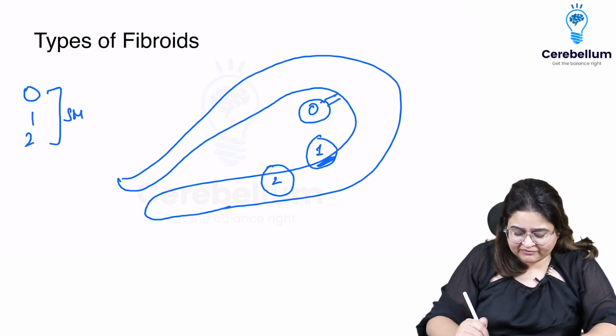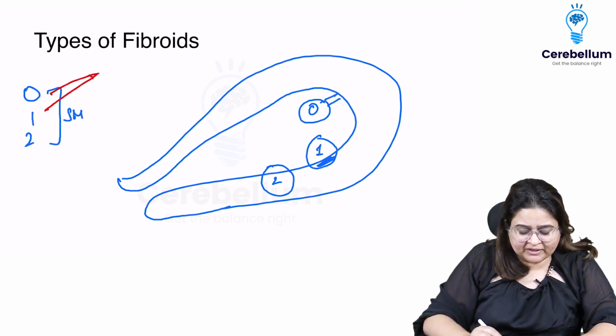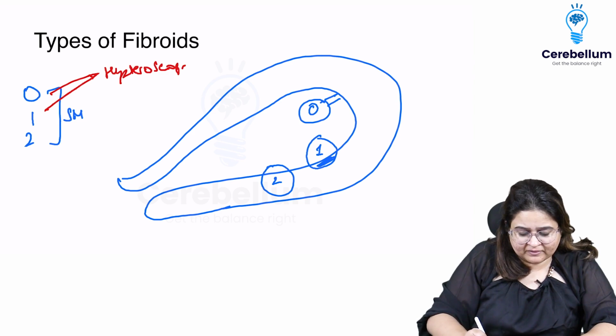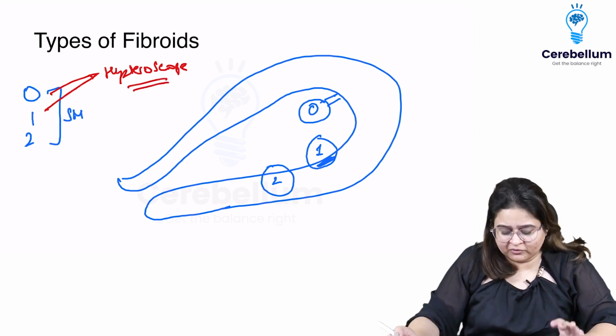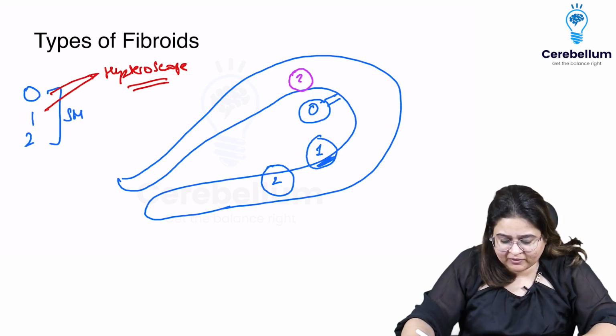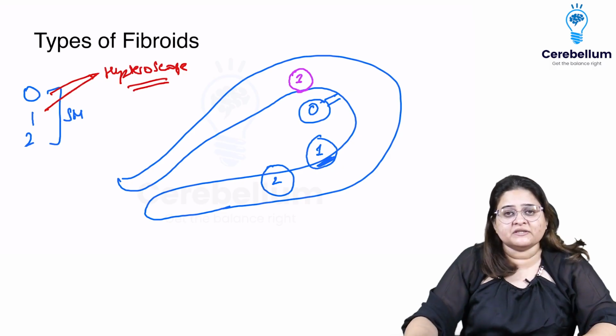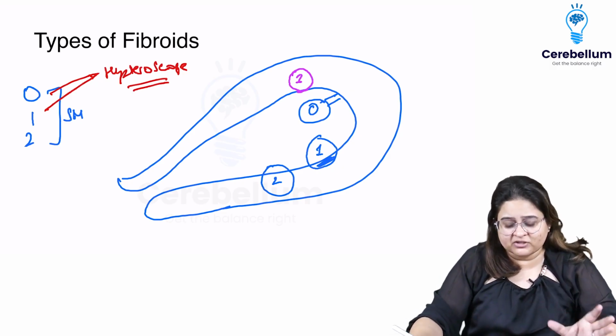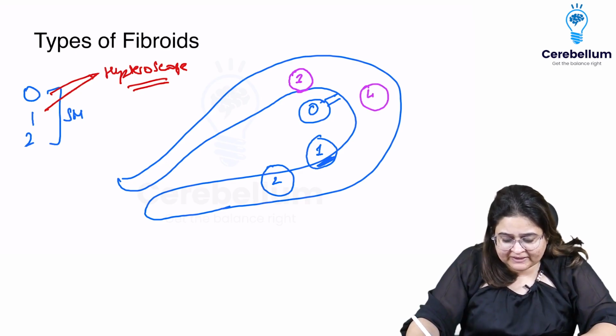And in this, very importantly to remember, type 0 and type 1 can be removed hysteroscopically. You can do a hysteroscopic removal. Then you come to the other ones. Then you have a type 3 fibroid, which is just touching the endometrium. Otherwise, it is an intramural fibroid. A completely intramural fibroid is type 4.